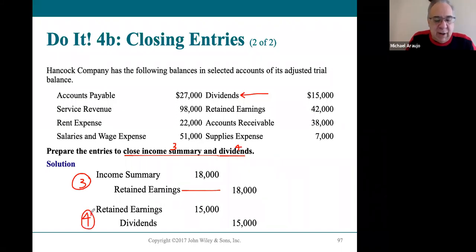Notice that there are some accounts that are listed up here that you didn't use. Accounts payable is not used. Accounts payable is a liability account. A liability account is a permanent account. It does not go through the closing process. So we can ignore that. You probably also realize accounts receivable is an asset account. Asset accounts do not go through a closing process. Asset accounts are permanent accounts. They're not temporary. So we can ignore that.